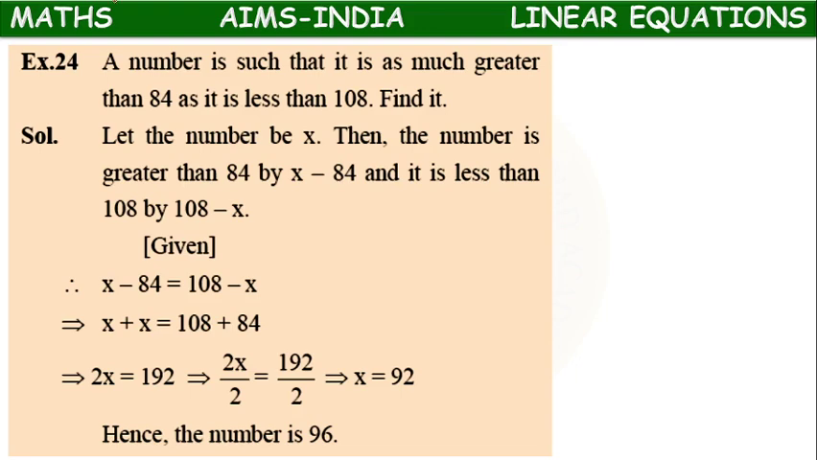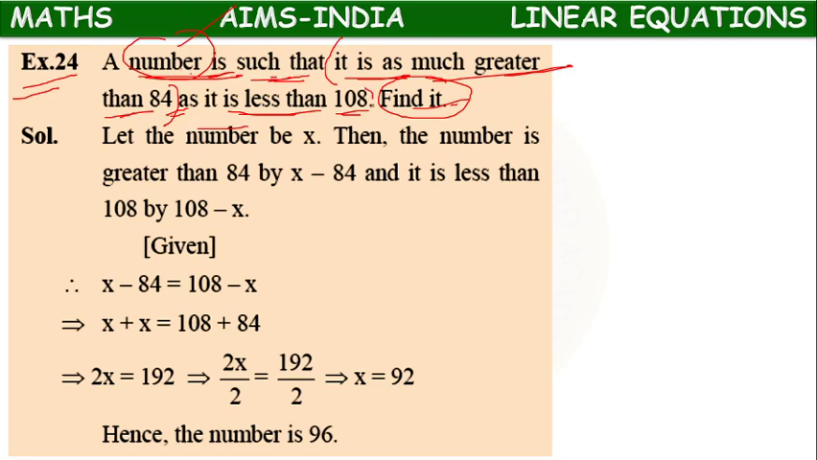Let's try to solve some example questions so that you can understand the concept better. Example problem here: a number is such that it is as much greater than 84 as it is less than 108. Find it. We have to find the number. Here the unknown quantity is this number, so we have to find that.